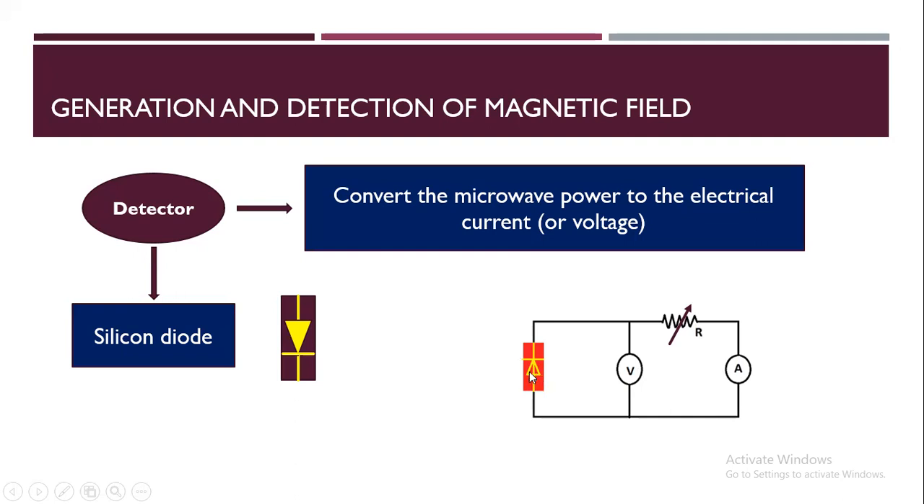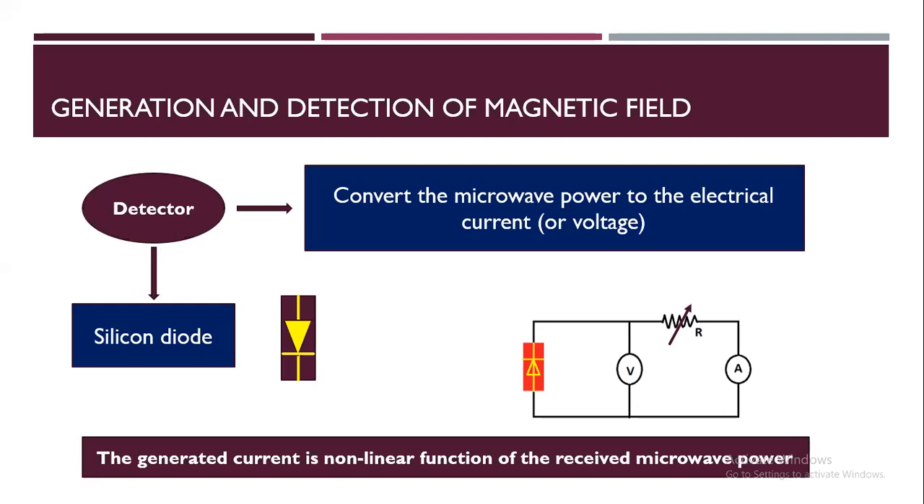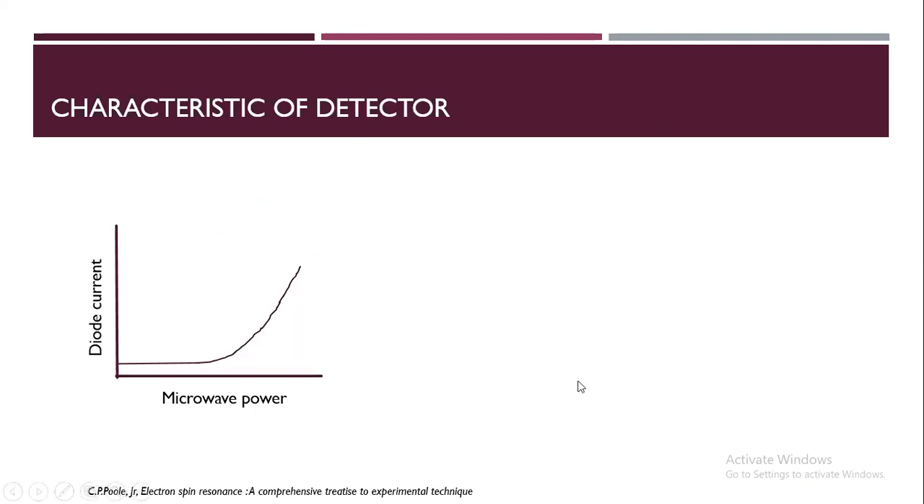But we know that the characteristic of the diode is not linear. So whatever current we generate through this circuit is not linearly proportional to the received microwave power. If we see the characteristic of the diode current, which we actually measure, against the microwave power falling on the detector, the silicon diode, it's not linear. It's linear for a particular range, then it increases exponentially.